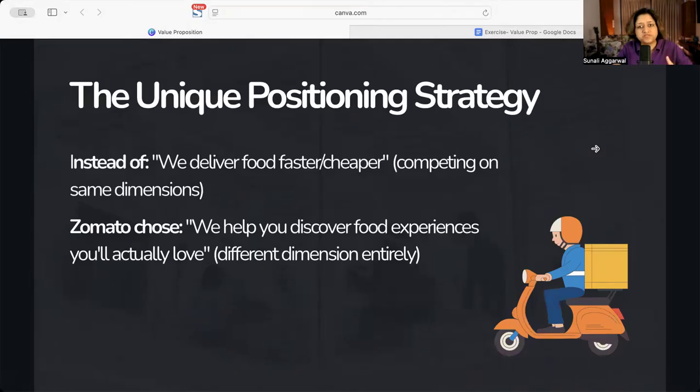Now, the unique positioning strategy. Instead of "we deliver food faster and cheaper," competing on the same dimensions, Zomato chose "we help you discover food experiences you'll actually love." It's a different dimension entirely. Do you remember the Rent the Runway story, where pricing didn't matter, the customer wanted to feel smarter? It's the same language that we are using: we help you discover food experiences you will actually love.